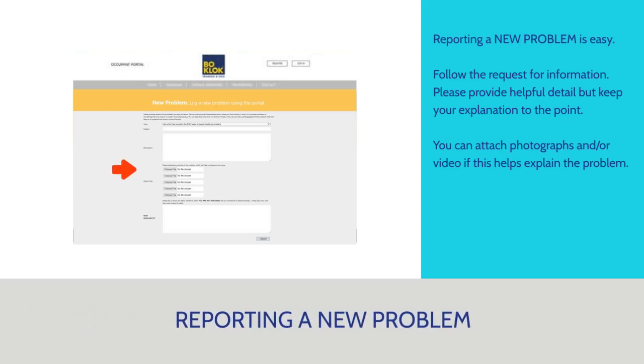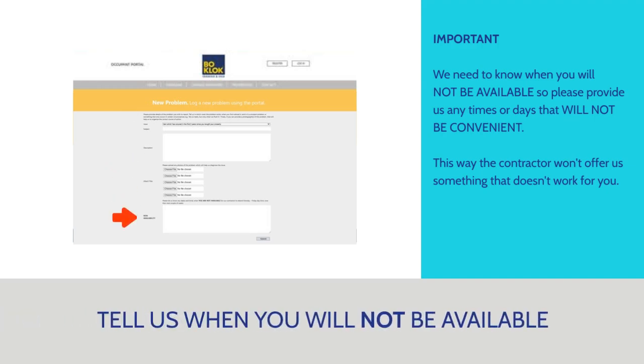Reporting a new problem is easy. Follow the request for information. Please provide helpful detail, but keep your explanation to the point. You can attach photographs and/or video, if this helps explain the problem. We need to know when you will not be available, so please provide us with any times or days that will not be convenient. This way the contractor won't offer us something that doesn't work for you.